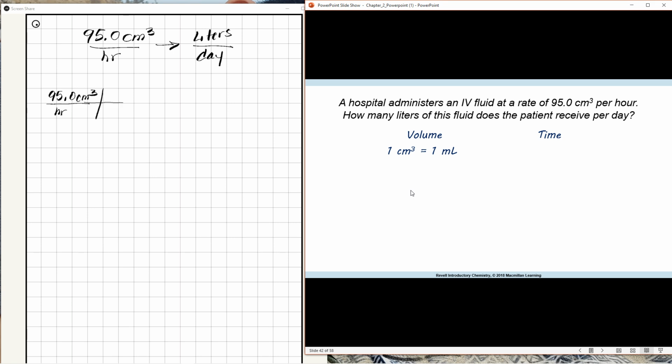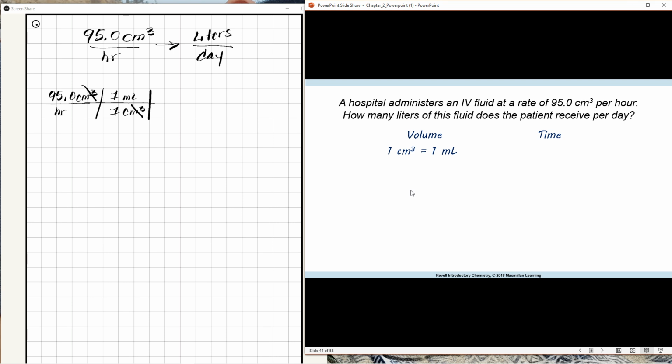I'm going to do the factor label method, centimeters cubed, and I want milliliters. Now I know that in 1 milliliter, there is 1 centimeter cubed. Let's say this is all I can remember. In 1 milliliter, there's 1 centimeter cubed, okay? This allows centimeters cubed to cancel out.